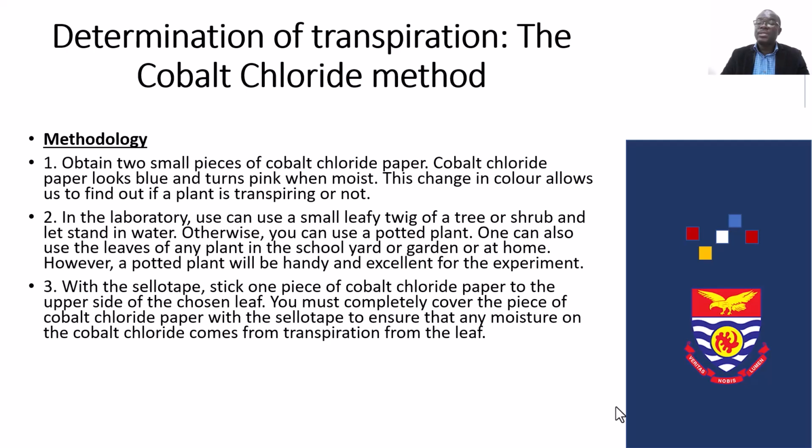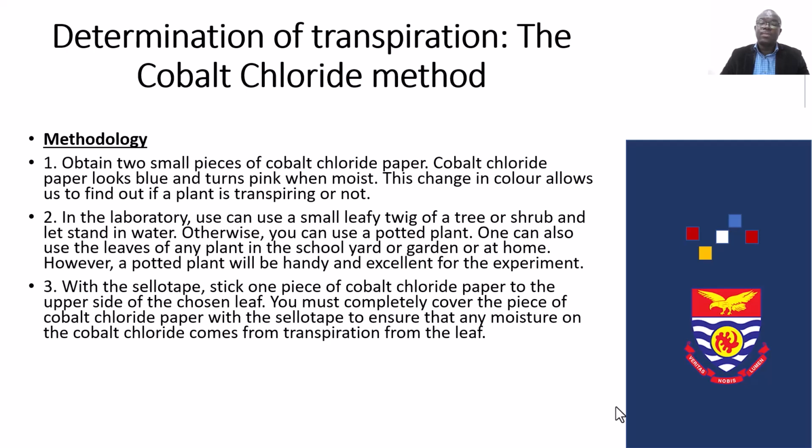The first point is that you obtain two small pieces of cobalt chloride paper. Cobalt chloride paper looks blue and turns pink when moist. This change in color allows us to find out if a plant is transpiring or not. And secondly, in the laboratory, use a small leafy twig of a tree or shrub and let it stand in water.